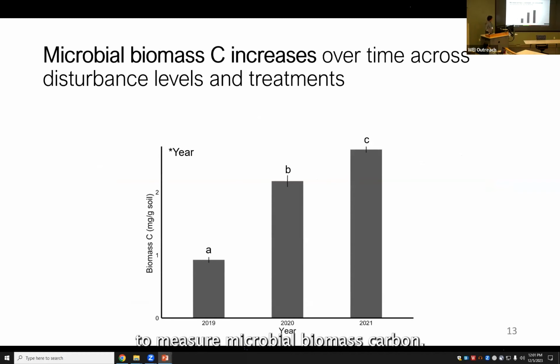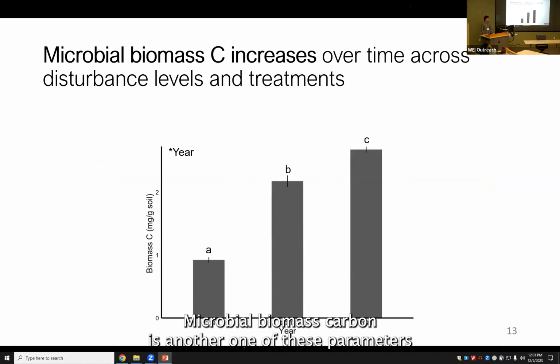So we measured microbial biomass carbon. As expected, it increased over time. Microbial biomass carbon is another one of these parameters that is directly used in predictive models of soil carbon. So this was expected and good to see.